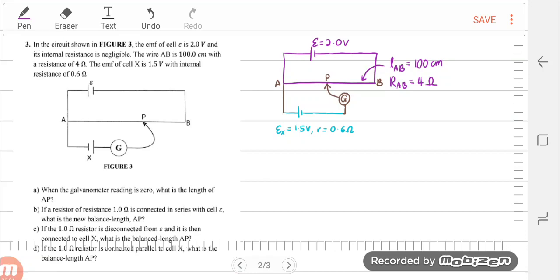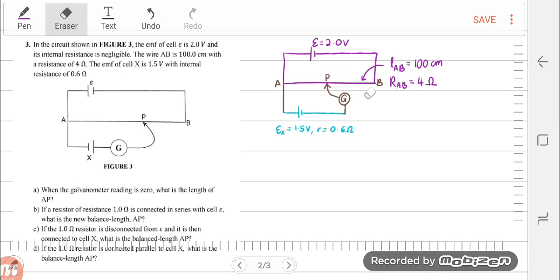It says that in the circuit shown in figure 3, the EMF of the cell is 2 volt and its internal resistance is negligible. The wire AB is 100 centimeter with a resistance of 4 ohm. The EMF of cell X down here is 1.5 volt with an internal resistance of 0.6 ohm. And question A is asking, when the galvanometer reading is 0, what is the length of AP?